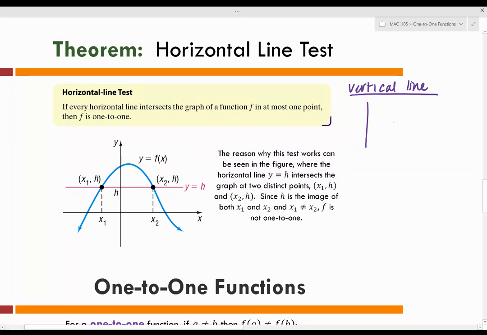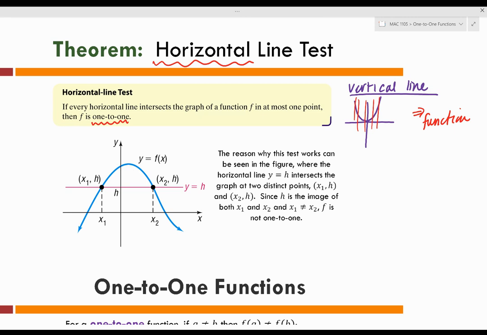So for example, if I had a parabola and I were to draw vertical lines on it, each vertical line could only touch that graph in at most one place. The vertical line test told me whether or not I had a function. Now we have something new called the horizontal line test. The horizontal line test tells us if we have a one-to-one function. Its rules apply the same way as the vertical line test. It says if every horizontal line intersects the graph of a function f in at most one point, then f is one-to-one. So the same rules.